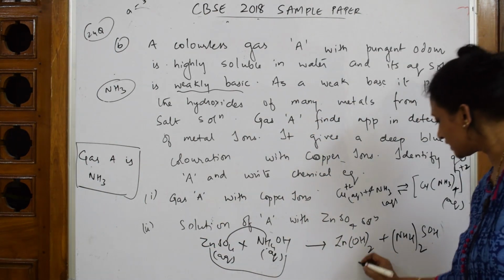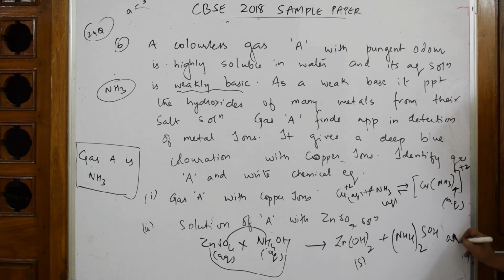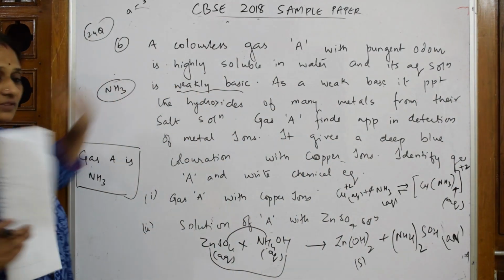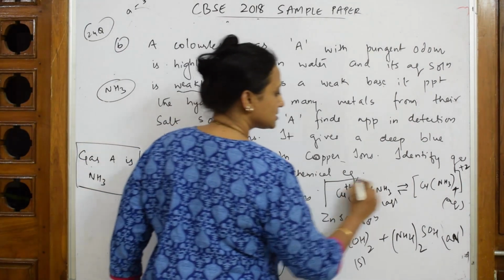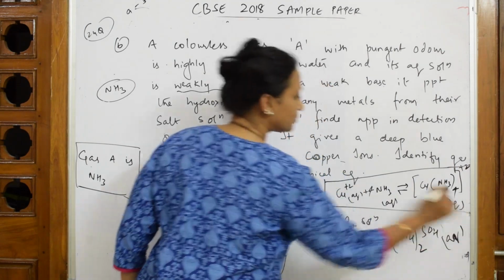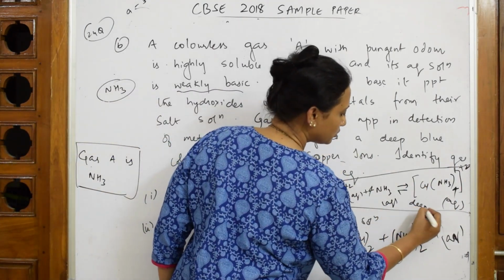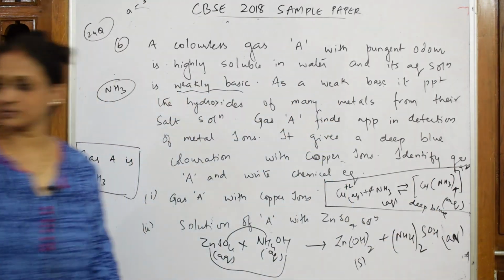So what is the important thing? Zinc hydroxide is solid and your ammonium sulfate which is formed is aqueous. That's simple, isn't it? How did I know? One keyword I took, weakly basic, then I started writing everything. For this complex, this is the reaction, this is the compound, and you need to mention the color, that is deep blue. Write it as deep blue. Deep blue, and here the second one I got this.